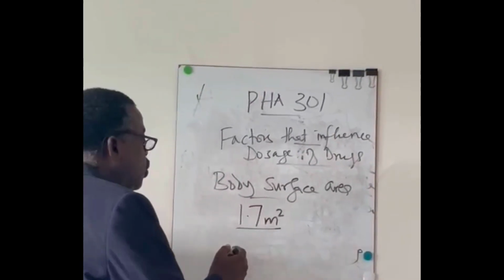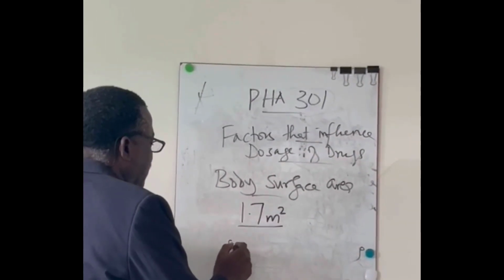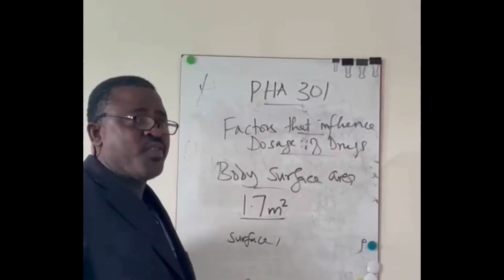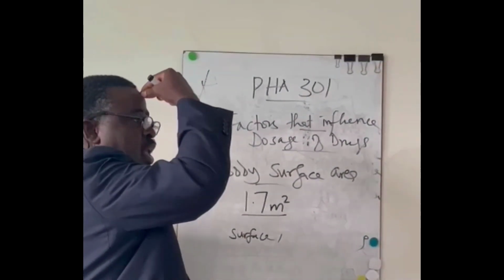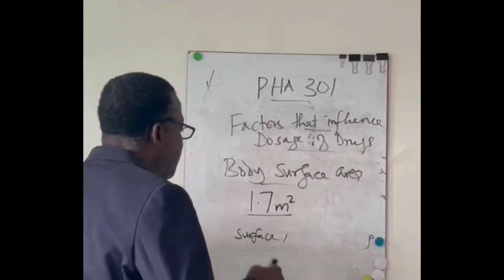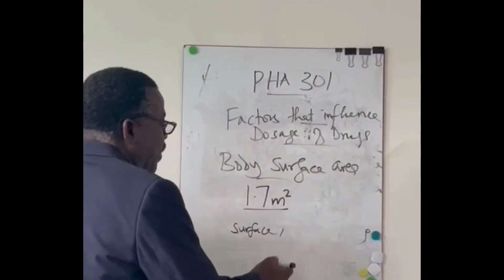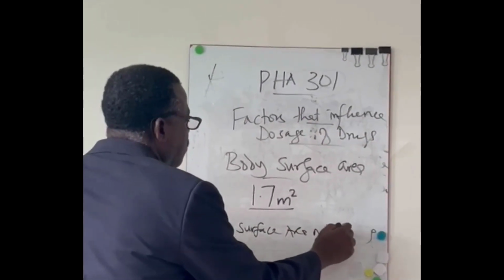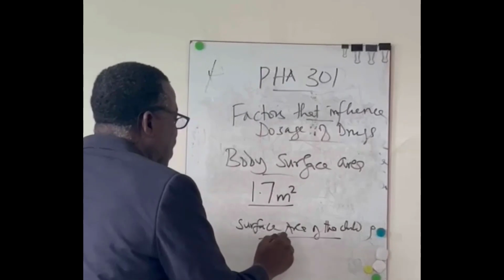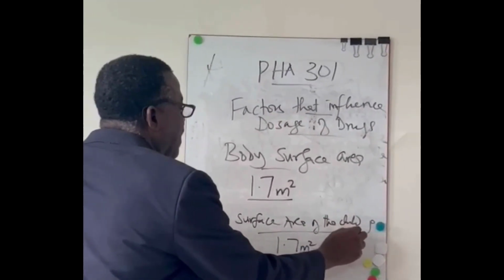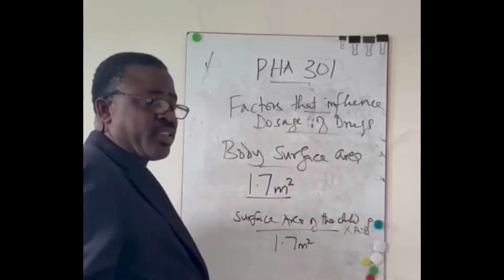Very simple. If you are dealing with anybody, what you just do is that you take the surface area of the child. You do that in infant welfare when you measure with the tape to see the length of the child, see the breadth. What together gives the surface area. Surface area of the child, all over 1.7 meters square, multiplied by the adult dose, like we said the other time.